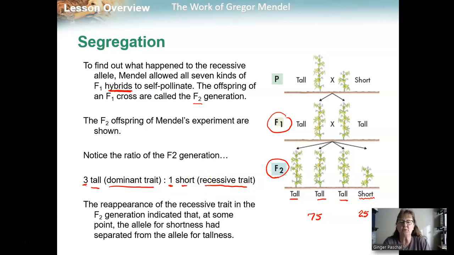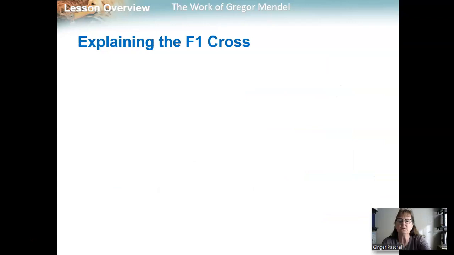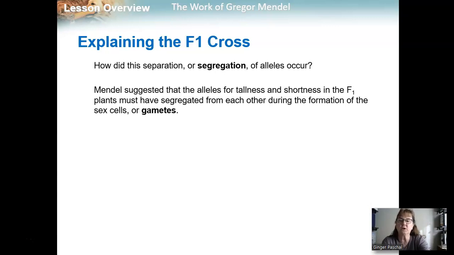The reappearance of the recessive trait in the F2 generation indicates that at some point the allele for shortness had actually separated from the allele for tallness. So let's take a look at how this happens. This is going back to meiosis. So let's explain this. How did the separation or segregation of the alleles occur?